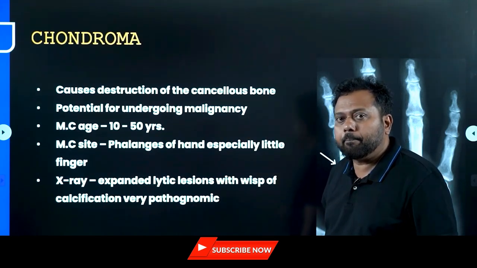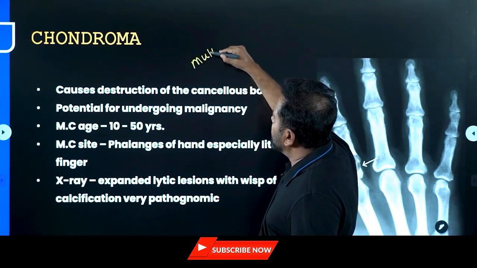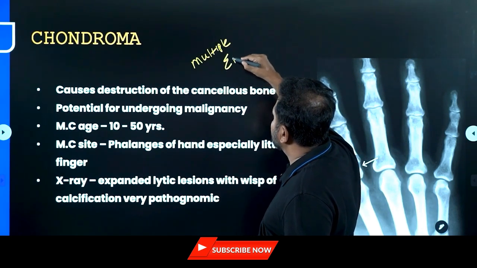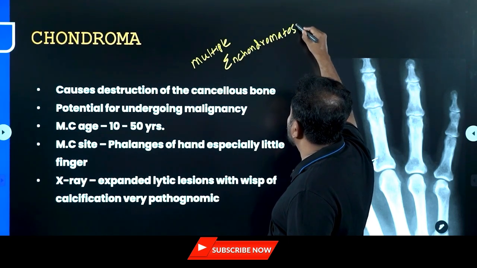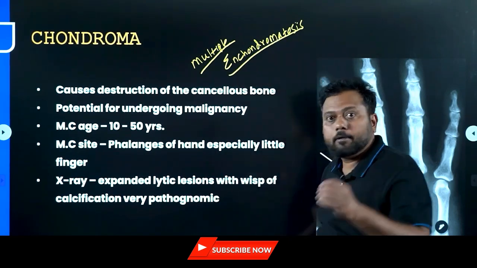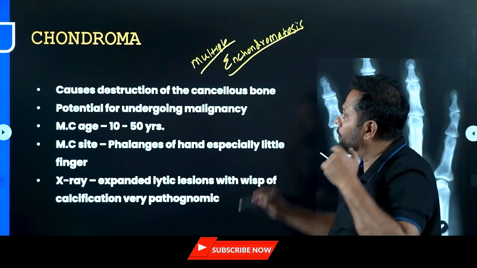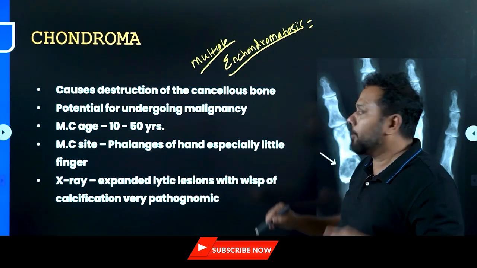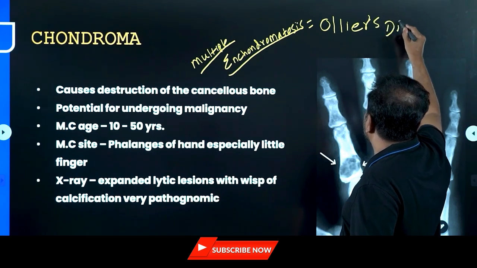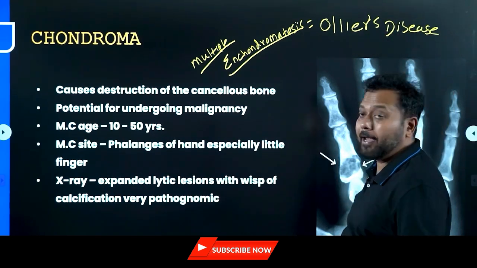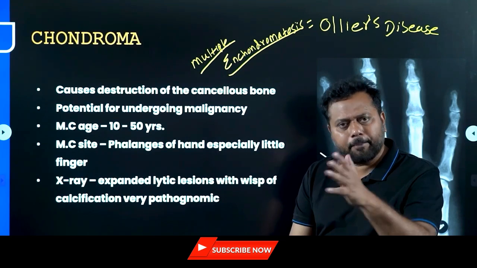Sometimes there is a condition called multiple enchondromatosis. The answer is given in all orthopedic textbooks. We already studied it in pathology, in Robbins also. Multiple enchondromatosis is called Ollier's disease. Is Ollier's disease good or bad? Very bad. Why?